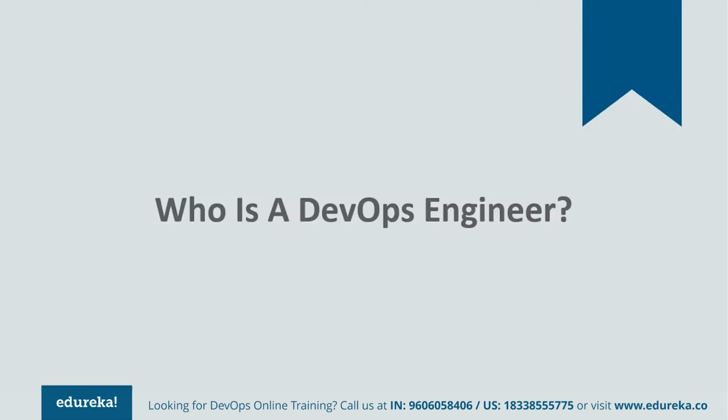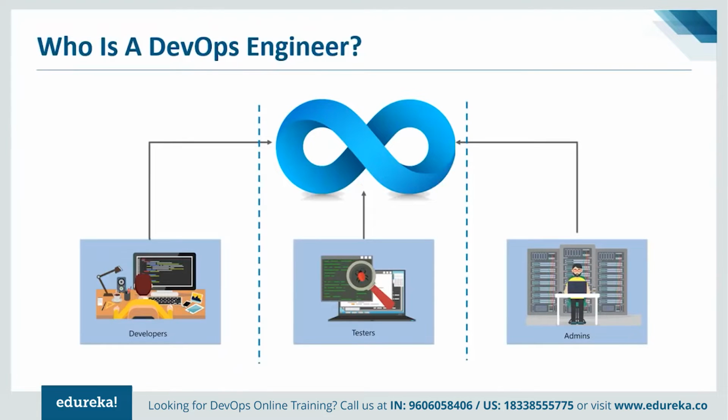Let's start by understanding who is a DevOps engineer. Now, there's a very big misconception out there. People basically think that a DevOps engineer is a guy who will write the code for an application, will also be responsible for testing the application, will also be managing the servers, will also go ahead and roll back if there is any failure. So that's not exactly what a DevOps engineer does, right?